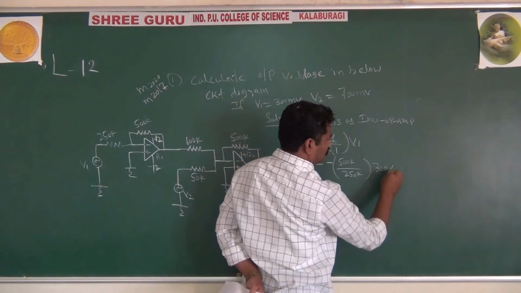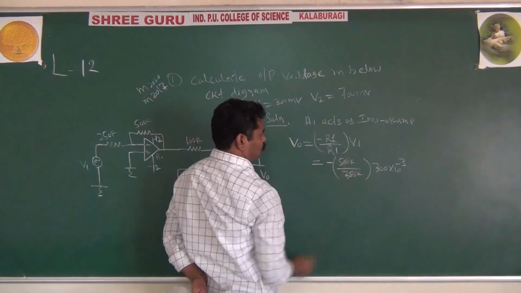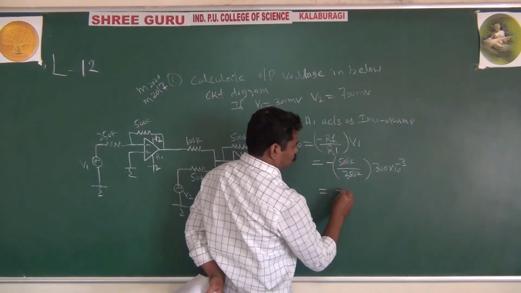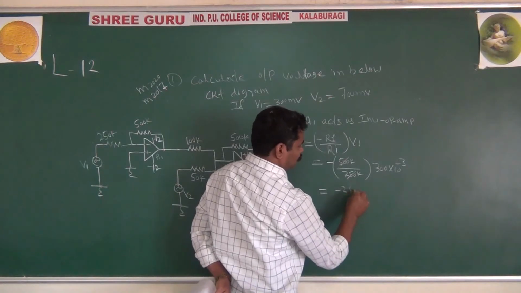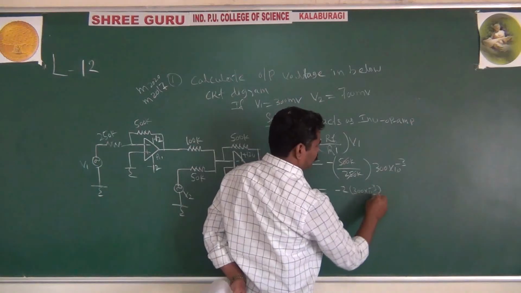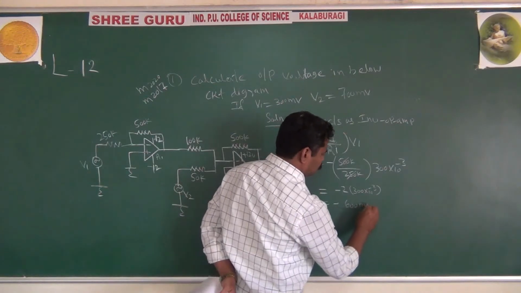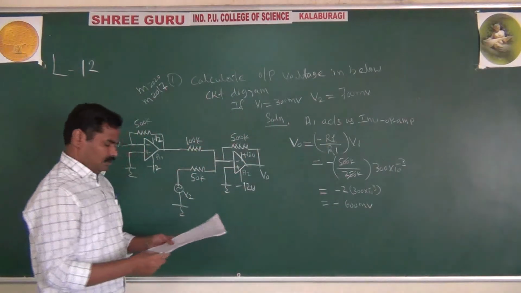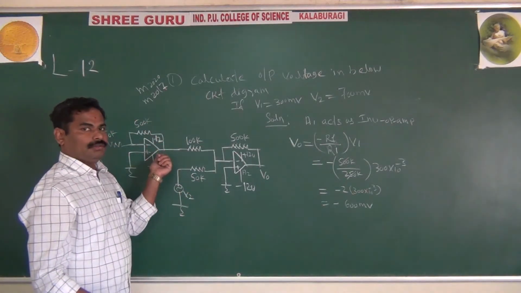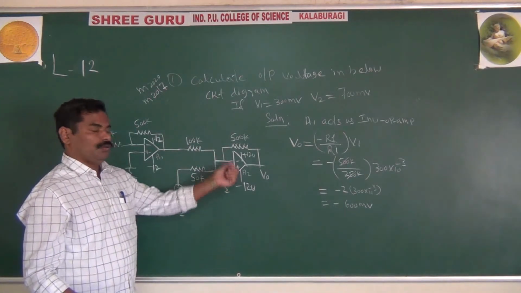300 into 10 to the minus 3 volts. Then 250 over 250 cancels, and we get minus 2 into 300, which is minus 600 millivolts. This is the output of your inverting amplifier, and this output acts as the input for the adder.